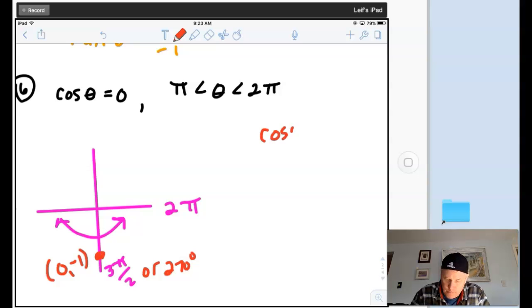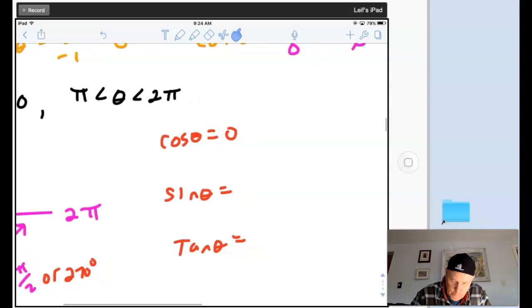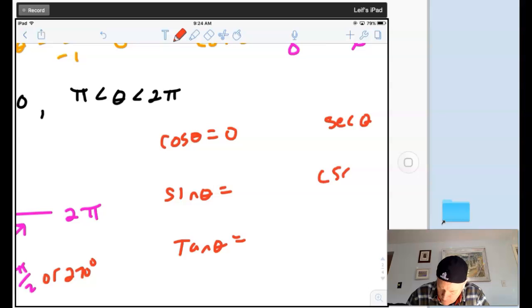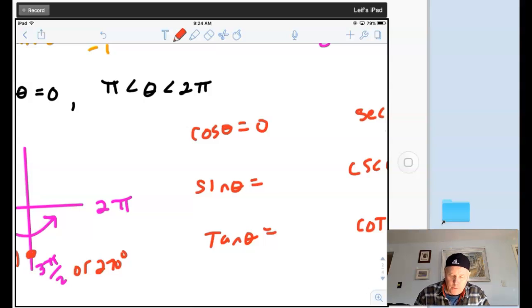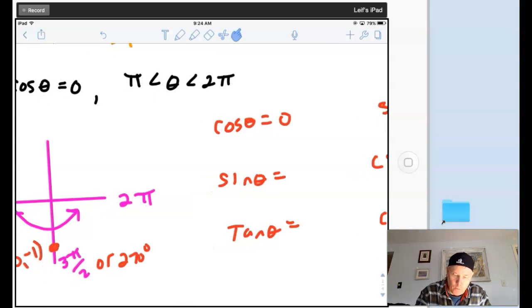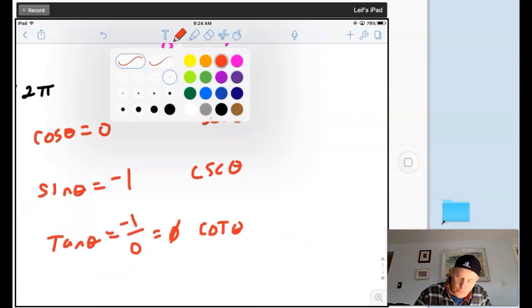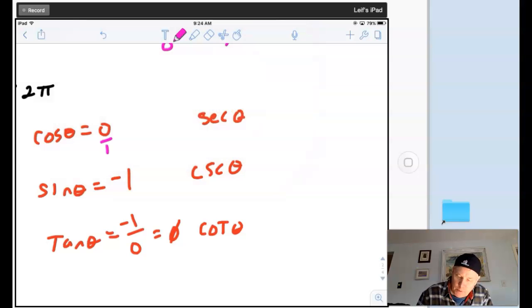Okay, so I got the cosine. I'm going to need the sine, and I'm going to need the tangent. And then, of course, the other three. Okay, so sine is the y-coordinate, which in this case is -1. Tangent is y over x, which is undefined when I have a 0 in the denominator. Okay, so remember you can always put this over 1, so that gives me 1 over 0, which is undefined.